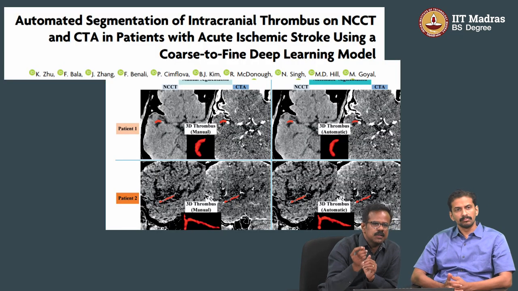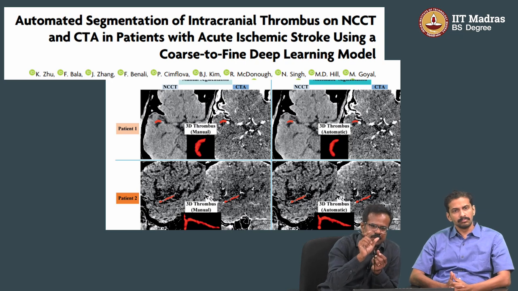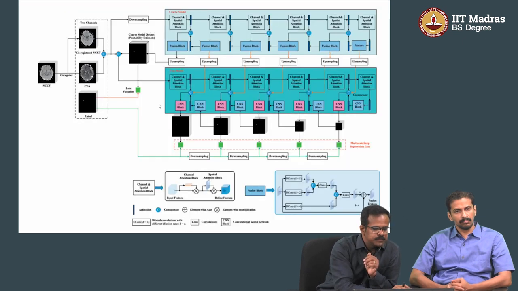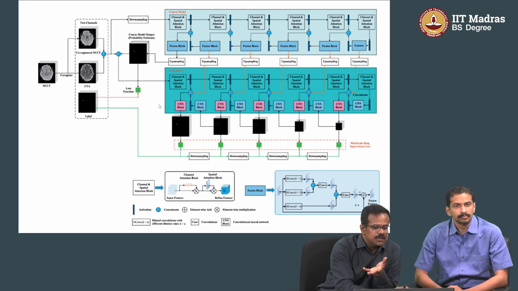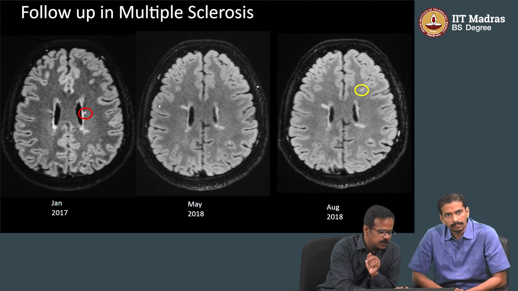And the clot can go out and block the vessel. You take a segmentation of the clot: how much of it is left, how thick it is, what is inside the clot, whether only cells or some calcium is there. These things may not be possible for the naked eye, but work is going on in detecting this. So this is the clot detection algorithm. Obviously I don't understand this, but such networks are being developed.